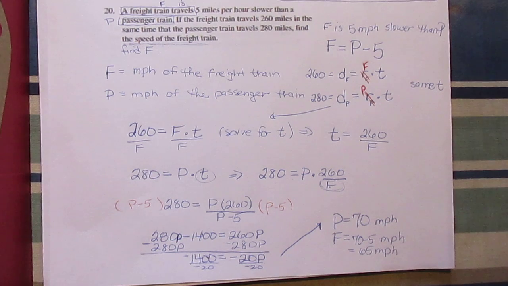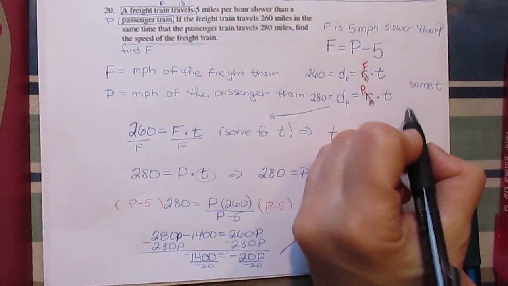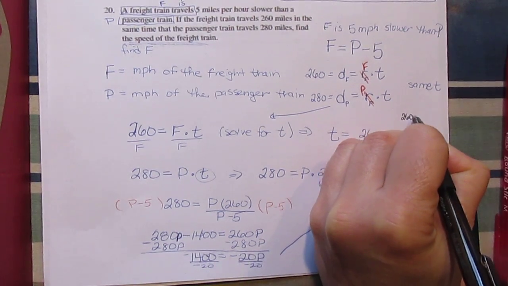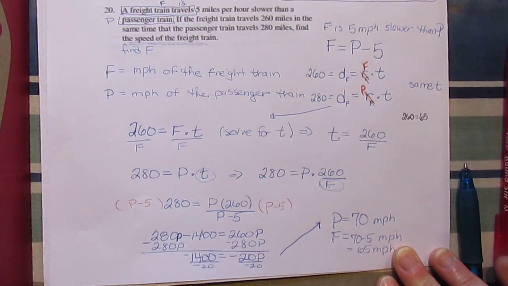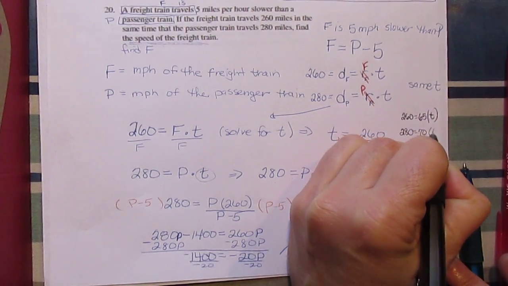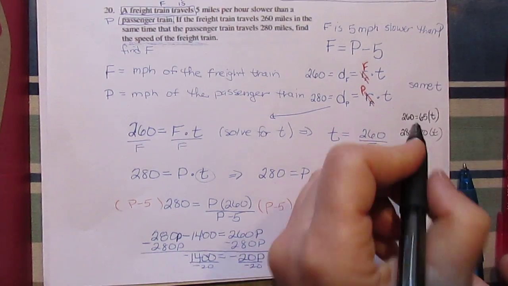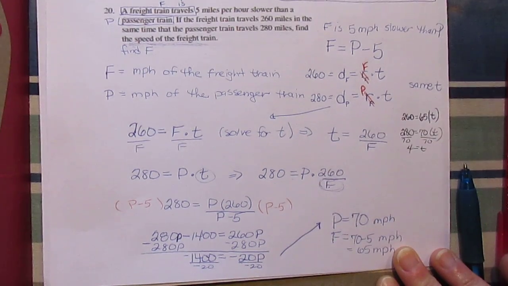I should check it first before I do that. Just trying to figure out where to check that. Let's use a different color. 260 equals, the freight train I think is going 65. Oh, I don't know how many miles times something. And also this should be satisfied. 280 equals 70 times t. And just looking at this one quick is easier to do. T equals 4 hours. So I need to make sure that that's also 4 hours.